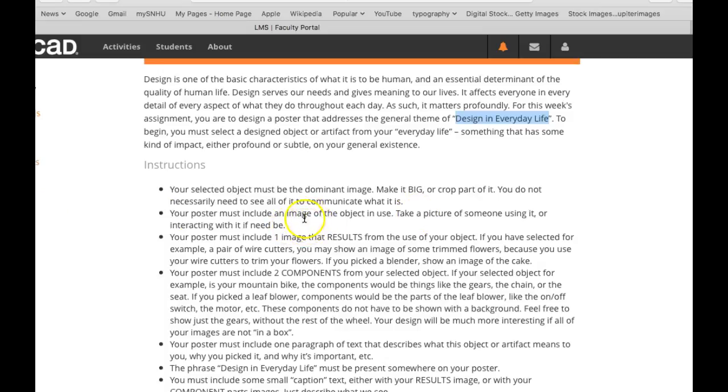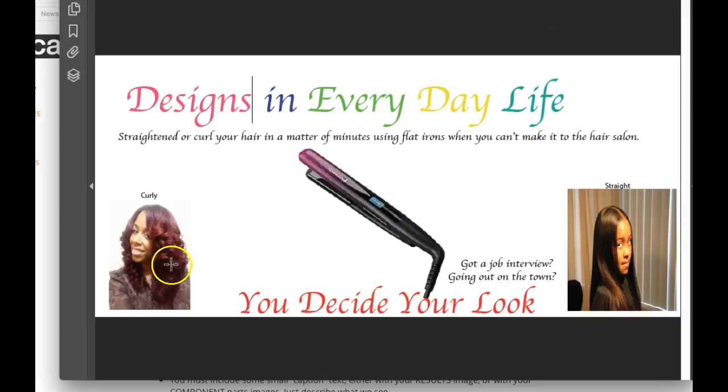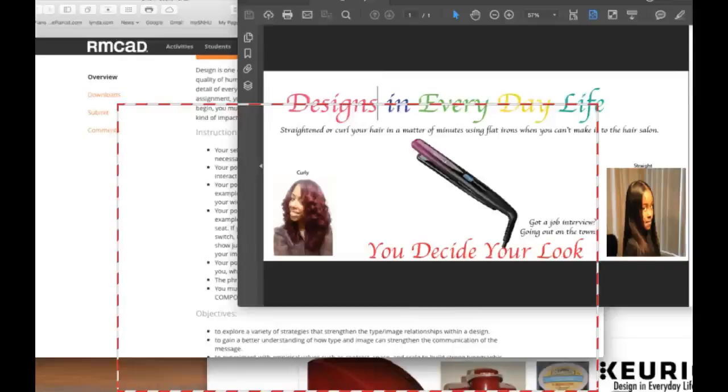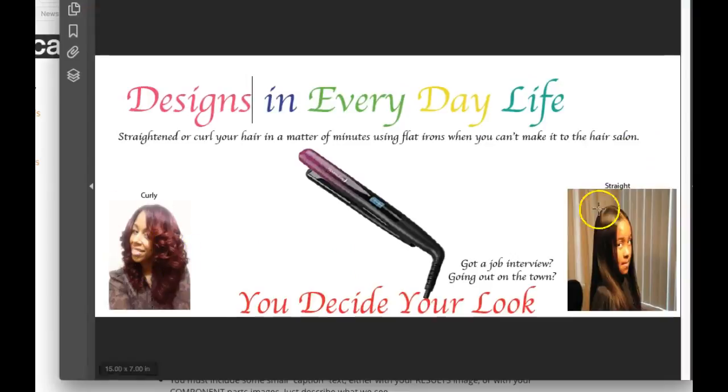Your poster must include an image of the object in use. We don't see that here. We don't have a picture of somebody using the object, so that'll have to be added. A poster must include image results, one image result that results from the use of your object. And yours does. You've got two, curly and straight.